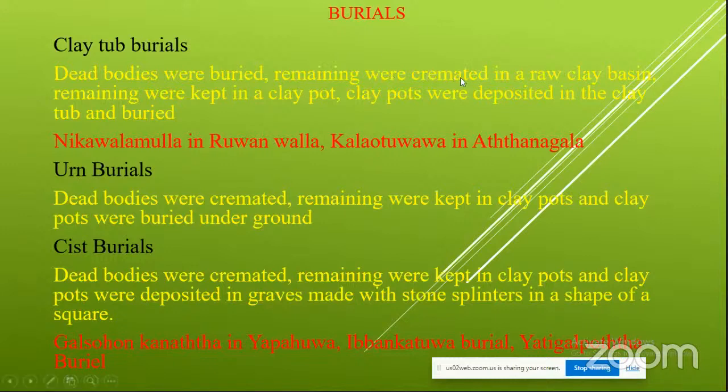Now these remainings they have brought back. How were they cremated? Cremated means burnt. How were they burnt? In a raw clay basin. Initially, in some of the pictures I have shown you, there was a kind of basin, something made with raw clay. It is a clay basin, what we call a clay pot. Inside that they burn these skeletons and the remainings.